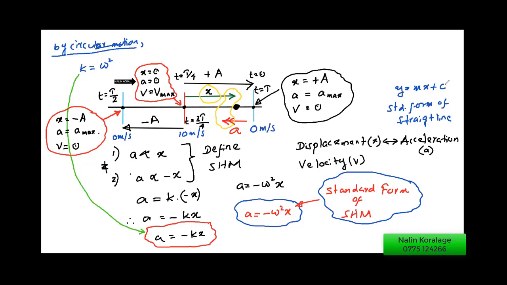Take the standard form of a straight line. For example, y is equal to 2 times x minus 5. That particular numeric equation takes this standard form of y is equal to mx plus c. Therefore, you can predict whatever graph you are going to create by using that numerical equation. It will definitely give you a straight line with these properties.